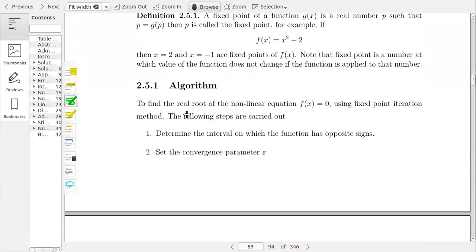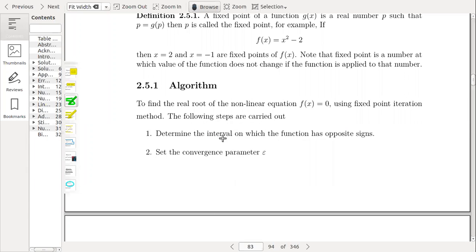Next, we can write the steps in the form of an algorithm to find the real root of the nonlinear equation f of x is equal to 0. Using the fixed point iteration method, the following steps are carried out. Number 1, determine the interval on which the function has opposite signs. So here we can get a rough estimate of the interval where the given function has opposite signs. So it means the given function has a root within that range.